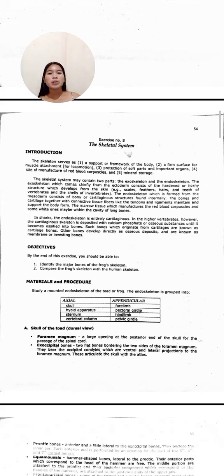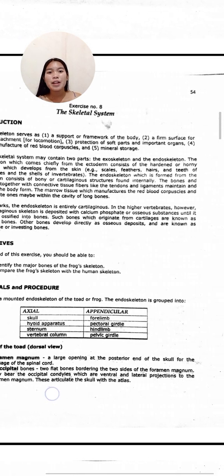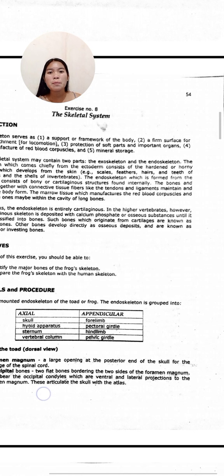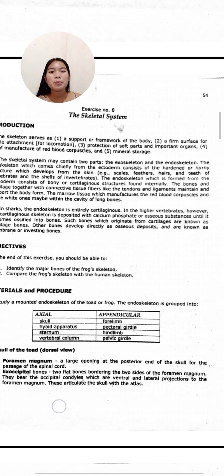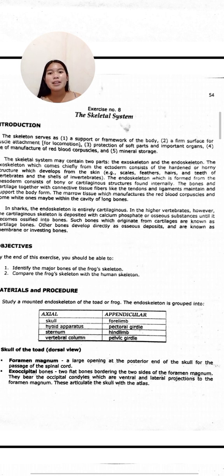So good day, we're going to continue our discussion, which is exercise number 8 in laboratory, which is the skeletal system. The skeleton serves as support or framework of the body, a firm surface for muscle attachment, for locomotion, protection of soft parts and important organs, site of manufacture of red blood corpuscles, and mineral storage. The skeletal system may contain two parts, the exoskeleton and the endoskeleton.